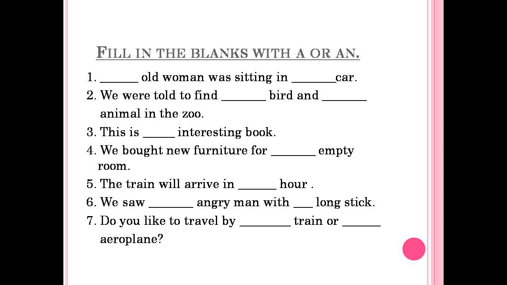Next, number 3. This is dash interesting book. The word "interesting" is beginning with an E sound, which is a vowel sound. So, an interesting book. Number 4. We bought new furniture for dash empty room.